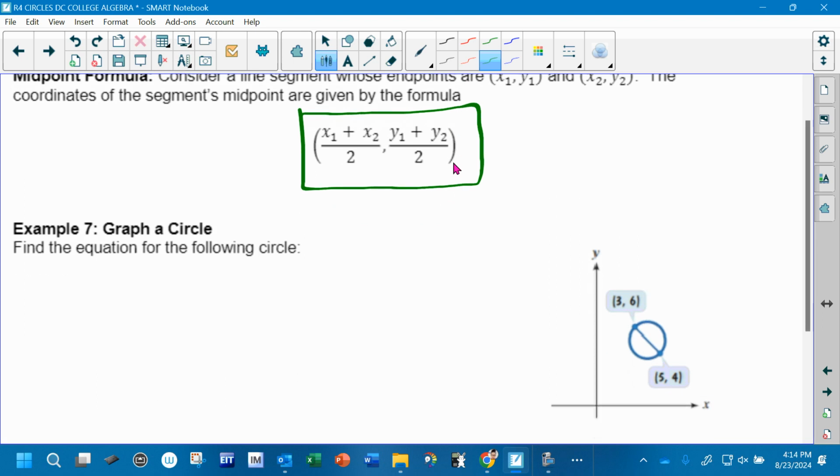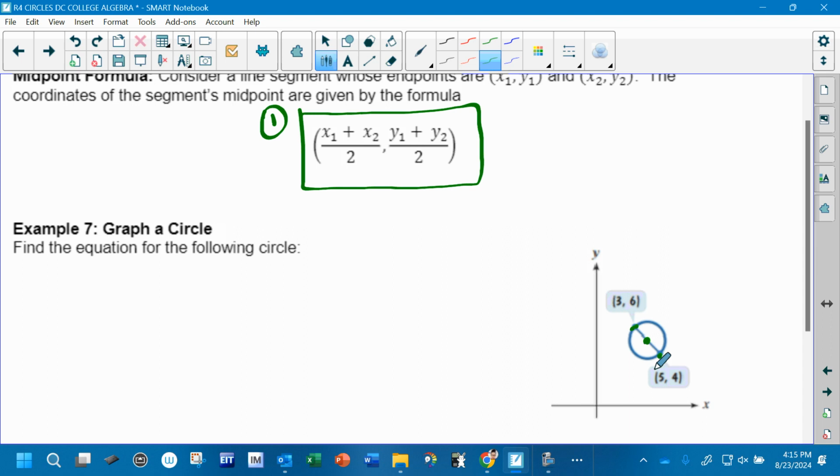So we're going to take the two endpoints of our diameter. We're going to add them together and divide by 2, and that's going to tell us what the center is. Then we're going to use the distance formula. So first you're going to do midpoint, then you're going to go back and do distance, and then you're going to write your equation. So there's 3 steps.